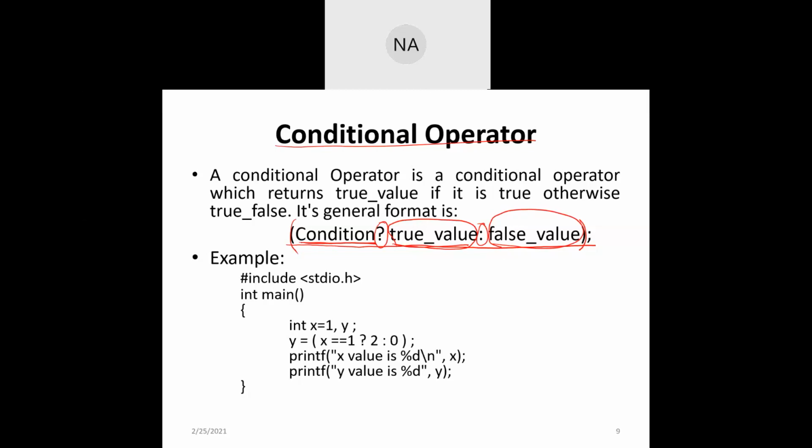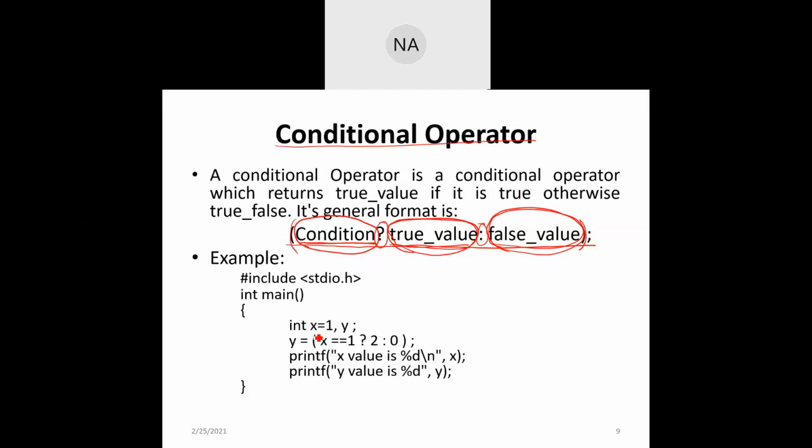So the semantic, the meaning, is: this Boolean condition is evaluated. If the value of this condition is found to be true, then this true value is utilized. Otherwise the false value is utilized, right? So see an example to understand how this conditional operator is used.